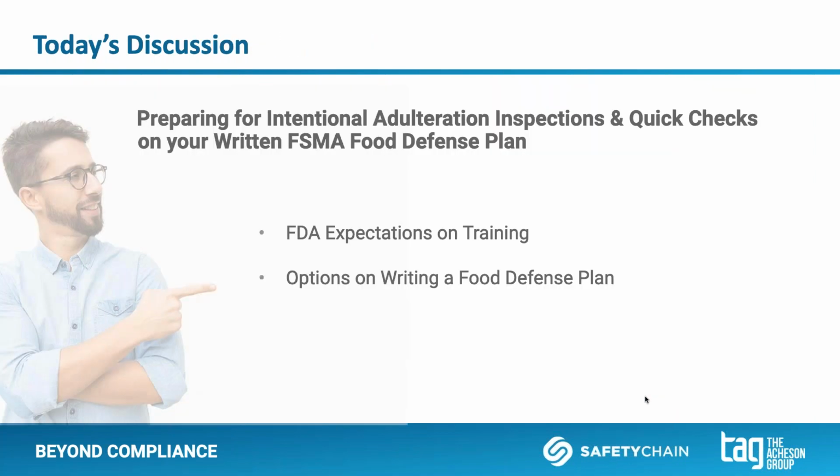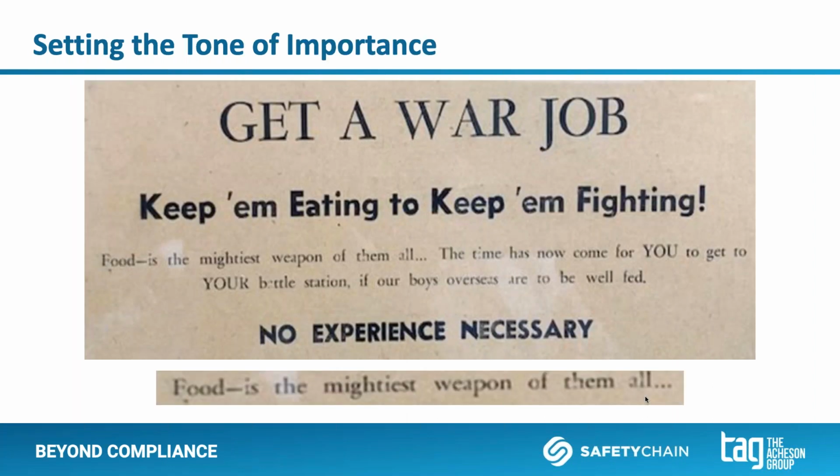Whenever we teach different people within a TAG and who join TAG to learn about the intentional adulteration rule, I always like to throw out this little poster that you see on your screen. This is actually a newspaper ad taken out during the early parts of World War II. At that time, the United States needed a workforce stateside to actually make products to ship to our servicemen overseas. And one of those products, as you can imagine, is food.